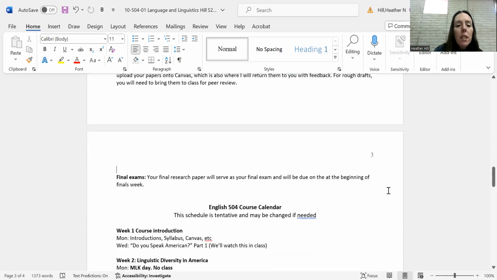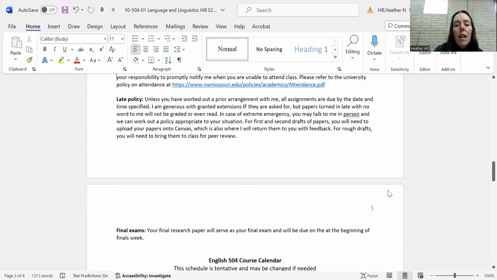Oh, late policy, I should go back up to that. I'm pretty generous when it comes to extensions, so just ask me for an extension if you aren't going to be able to get those papers in on time, and I will pretty much always grant them.